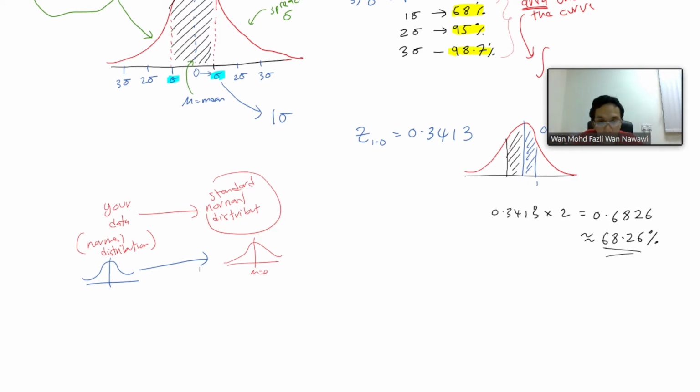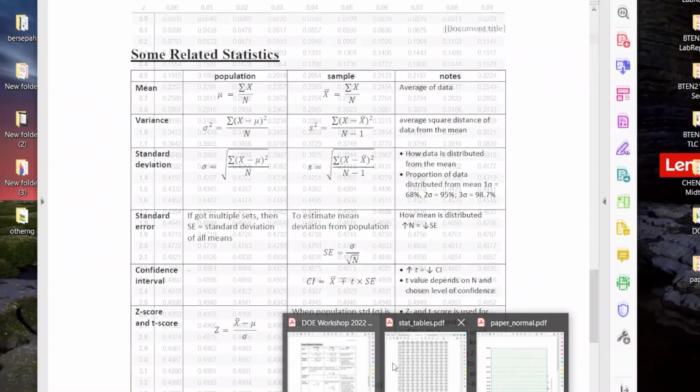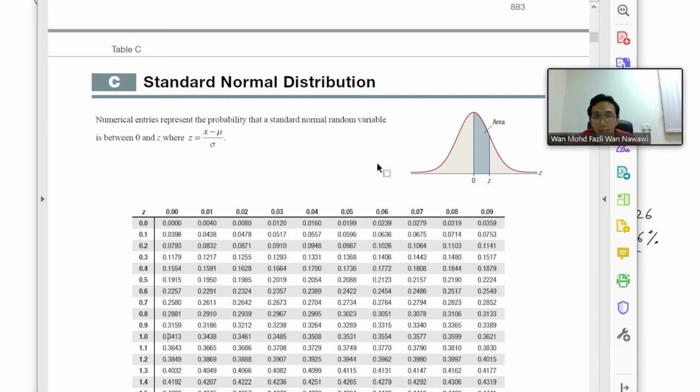If you see this table, you can see there is a formula there: Z equals blah blah blah like that. So you can see mu is the mean for your data, and x is your point of interest. The sigma here is the standard deviation, how spread the data is. So you put your values here, the x, the mu, and the sigma, and then you get z.